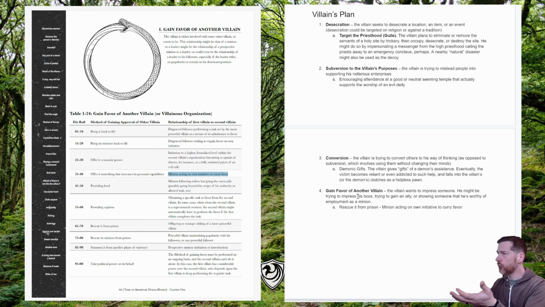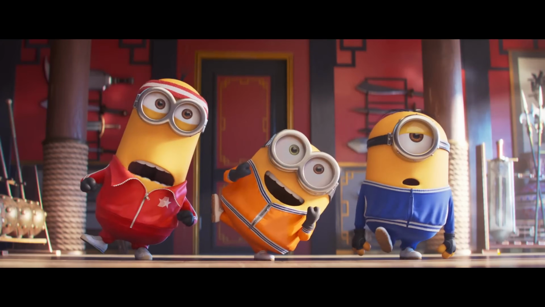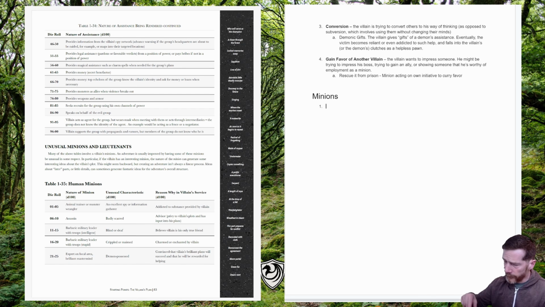So, whoever the villain is that is going to be enacting this, they're not necessarily the big bad evil guy. They're a minion of the big bad evil guy. So they're going to be working to rescue the bigger evil from a prison. All right, now that we have some ideas of a villain's plan, we're going to create some minions. So I think we'll probably do 4 of these as well.